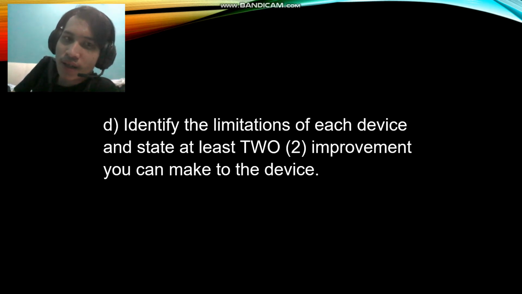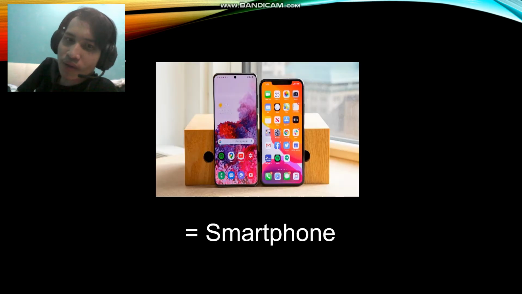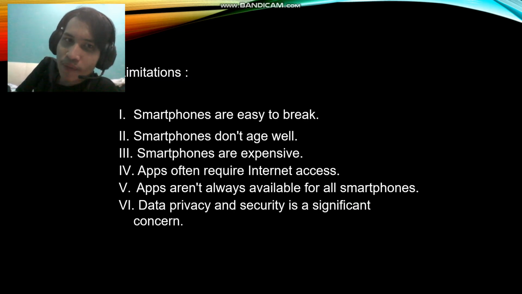Okay, last question. Identify the limitation of each device and state at least 2 improvements you can make to the device. First device, smartphone. Its limitation is that smartphones are easy to break.